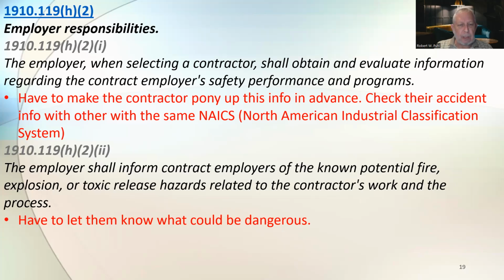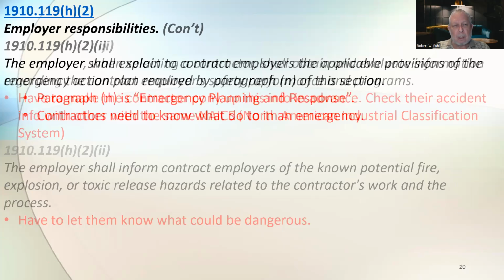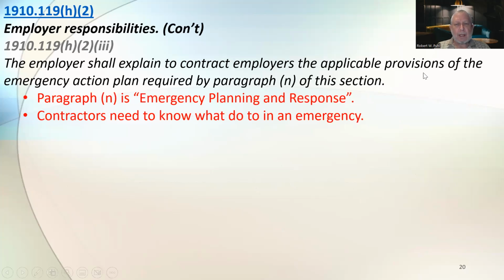The employer shall inform contract employers of the known potential fire, explosion, or toxic release hazards related to the contractor's work and the process. So you got to let them know what could be dangerous. The employer shall explain to contract employees the applicable provisions of the emergency action plan required by paragraph N of this section, which we haven't got to yet. Paragraph N is emergency planning and response. So, in other words, contractors need to know what to do in an emergency.